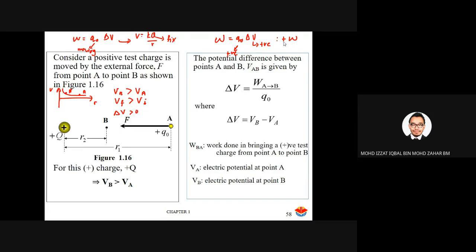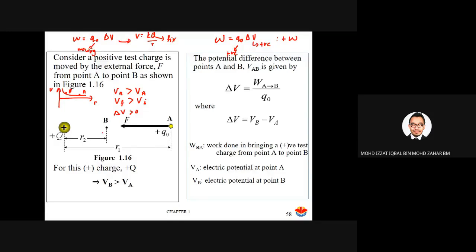Kenapa penting kamu kena tahu work done positif ke negatif? Sebab sometimes dalam exam, dia tanya kamu apa maksud positif dan negatif tu. And then sometimes dia tak tanya pun, but then you want to recheck kamu punya calculation tu betul ke tak. Does it make sense? So kamu kena tanya diri kamu lah. Work kamu positif, oh kamu nak dapatkan positive charge dekat-dekat, kena apply some work. So it makes sense.